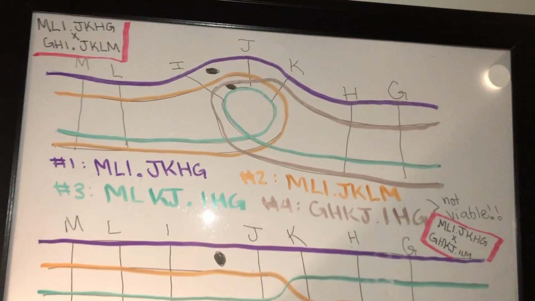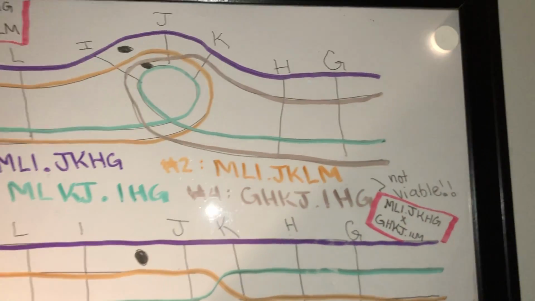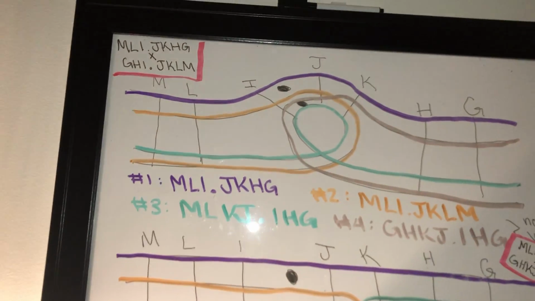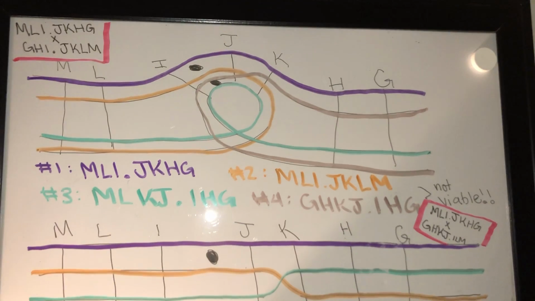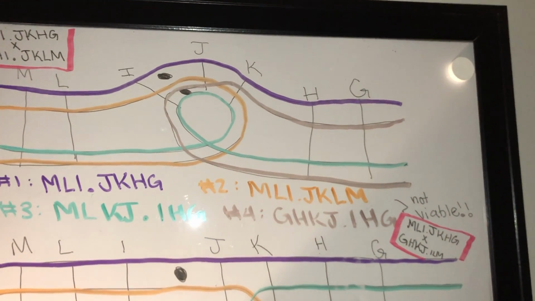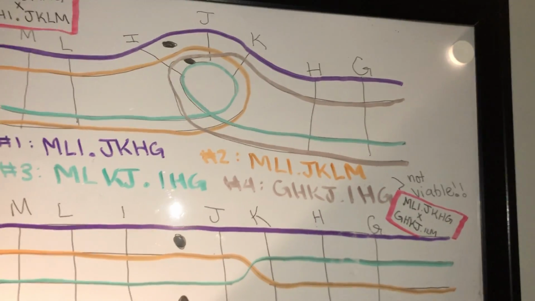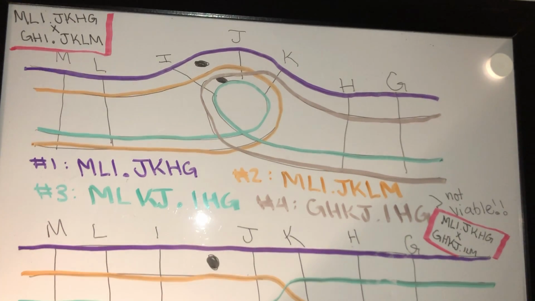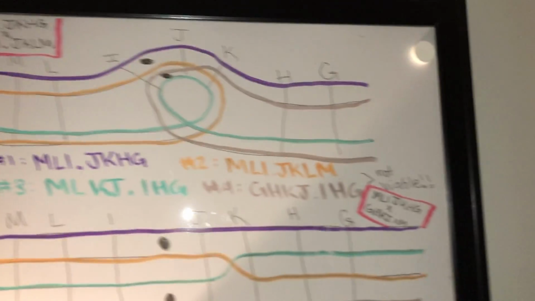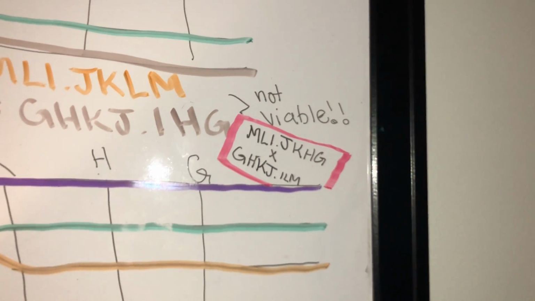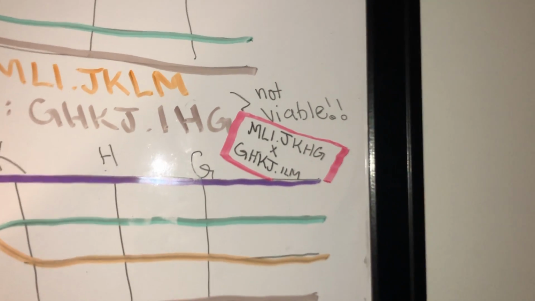So the other two chromatid choices that we came up with are not viable choices because, as you can tell, they either are missing some parts of the chromosome or they are duplicating some parts. So those are not viable, so keep in mind that half of the chromatid choices are not viable in this situation. And then for the second one, we have MLI, centromere JKHG, and GHKJ, centromere ILM.